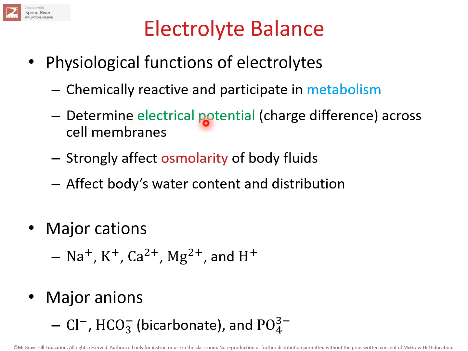Now, they also help in determining the electrical potential or the charge across the cell membrane, because they help in maintaining a resting membrane potential. The resting membrane potential is important to generate an action potential, right? So when you disturb the electrical current in a cell through the movement of ions, it leads to generation of an action potential when a cell reaches the threshold.